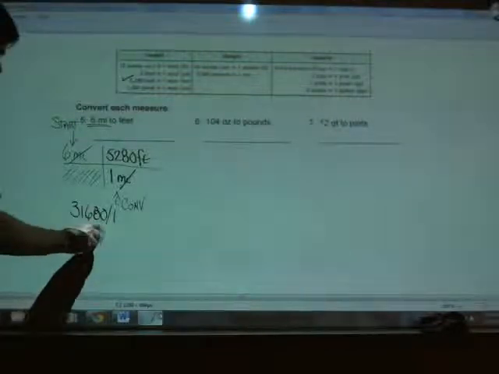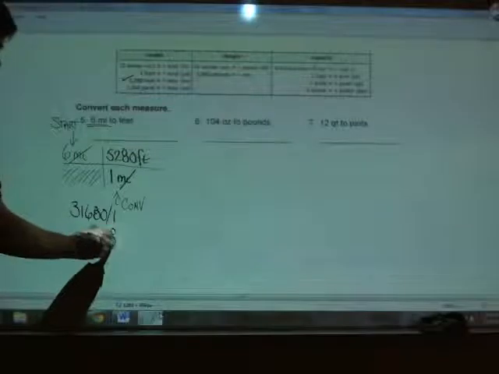And the bottom is just 1. So it's 31,680 divided by 1. 31,680 divided by 1 is 31,680, and we'll stick feet on the end of it. And now I know that 6 miles is 31,680 feet. Let's try that again at number 6.